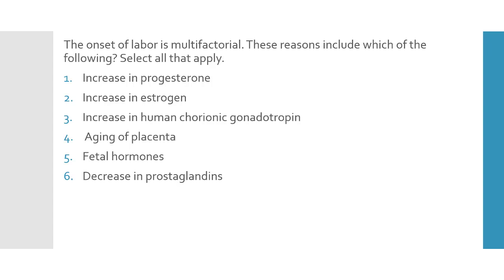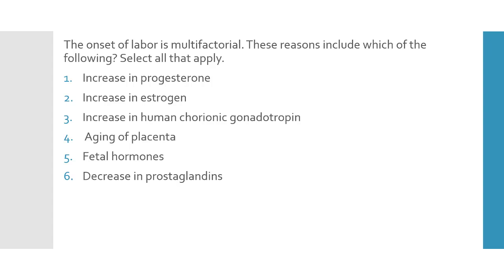Number 2, increase in estrogen. This is a correct answer. Estrogen does increase prior to labor. The increase of estrogen with the decrease of progesterone makes the uterine smooth muscles more sensitive to stimuli that promote contractions because the progesterone no longer inhibits them.